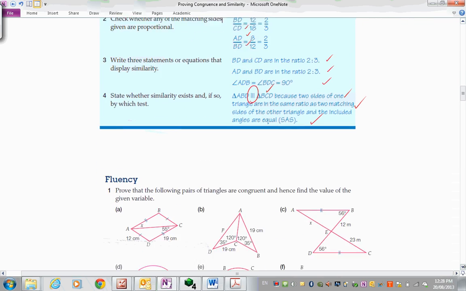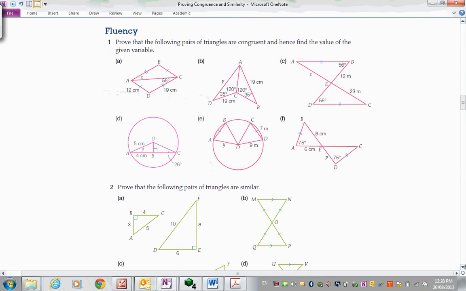All right, so let's have a look at doing some proofs. Prove the following pairs of triangles are congruent and find the value of the given variable. So in other words, there's an x in each of them. So can you find that x? It may be an angle, or here's a p. It may be an angle or it may be a side. So you've got to match them up and deduce something.